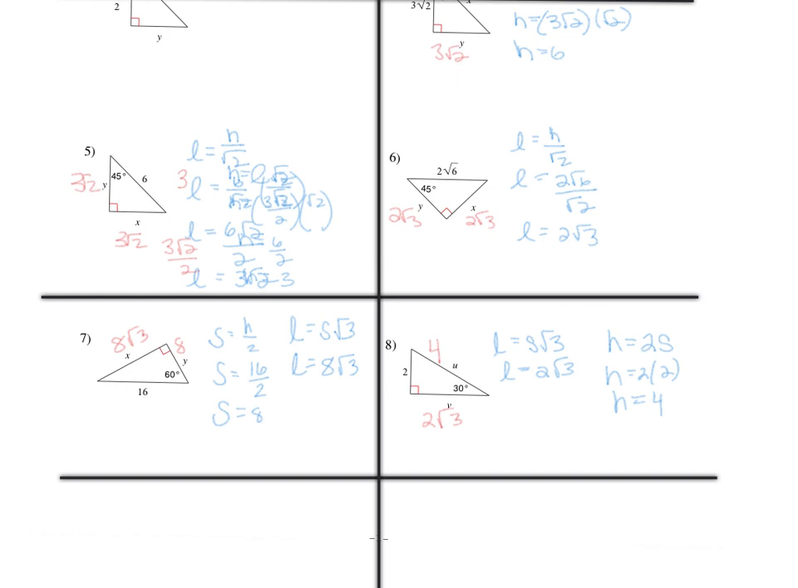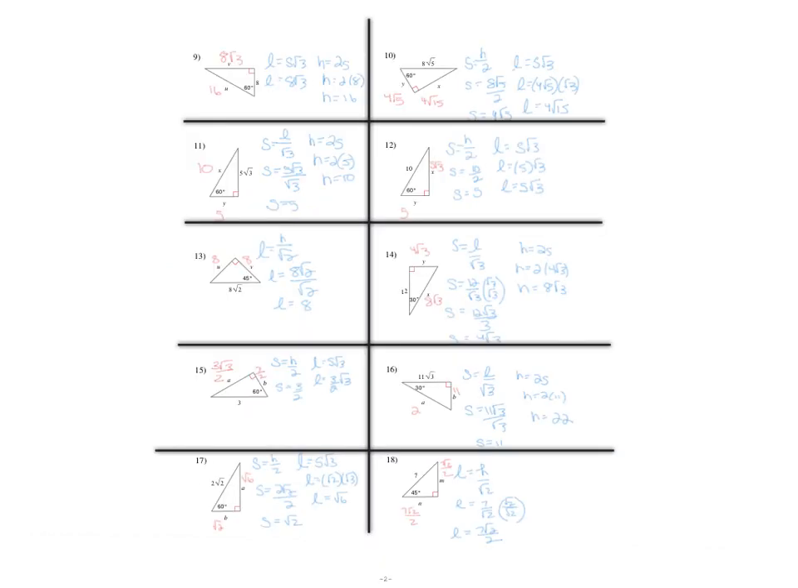In number 8, we have a 30, 60, 90. We are given the short side. The long side is equal to the short side times the square root of 3. And so the long side is going to be 2 times the square root of 3. The hypotenuse is equal to 2 times the short side, which was 2, which the hypotenuse then is going to be 4.